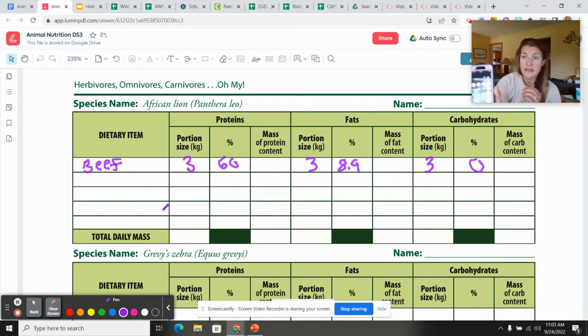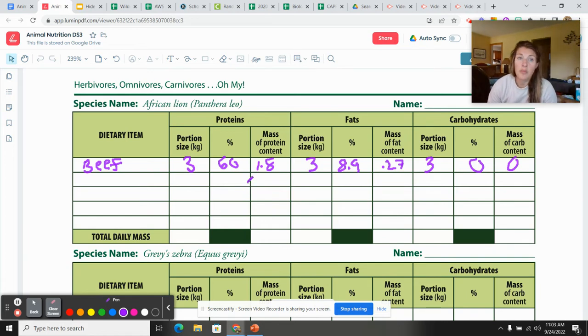times 0.6, because that's 60%, equals 1.8. So I have 1.8 kilograms of our protein is in the beef. And then for our next one, 3 kilograms once again times 0.089. So that's 8.9% equals 0.27. And I'm just going to round to the hundreds place. And then 3 times 0 is 0.